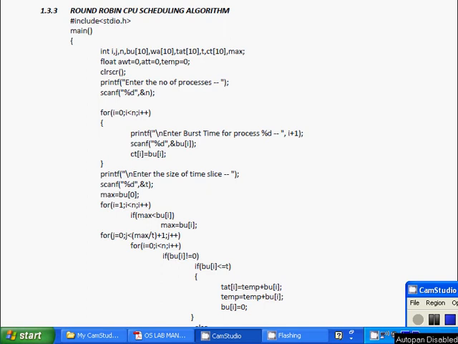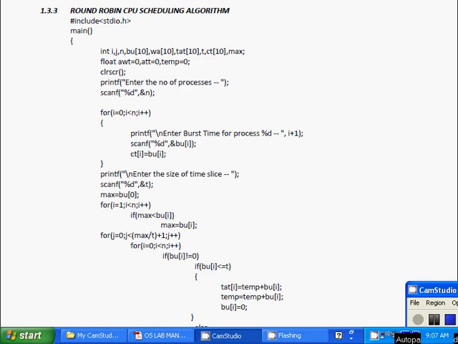In this video, I will talk about the round-robin CPU scheduling algorithm. CPU scheduling is the basis of multi-programmed operating systems. By switching the CPU among processes, the operating system can make the computer more productive. The objective of multiprogramming is to have some process running at all times to maximize CPU utilization.